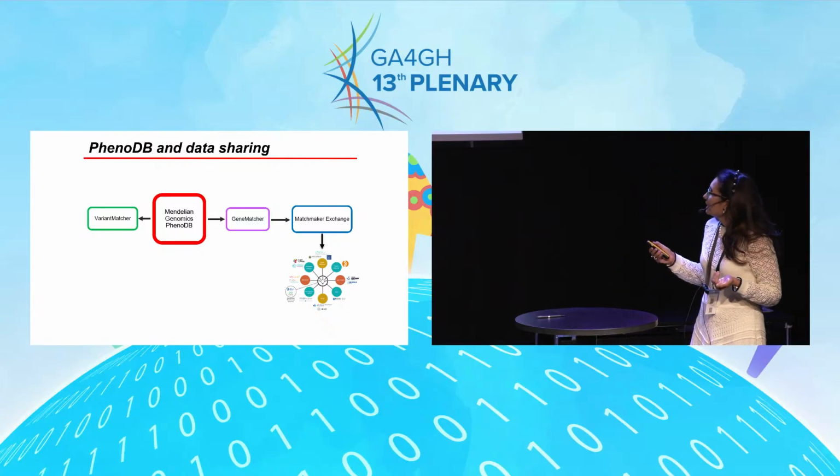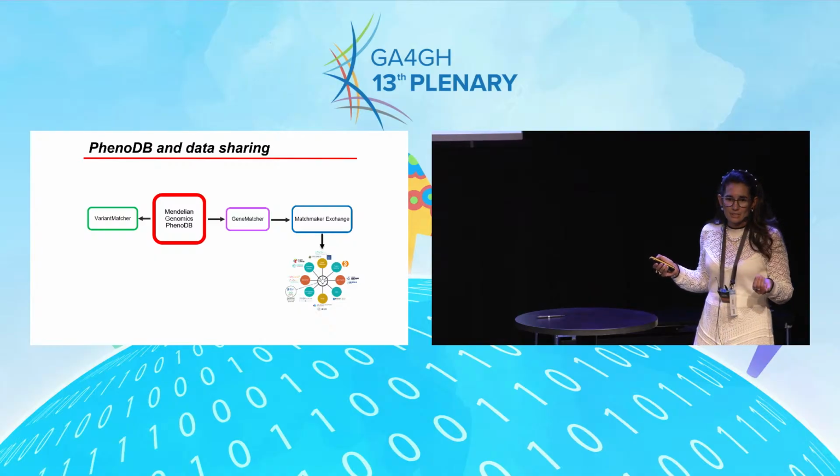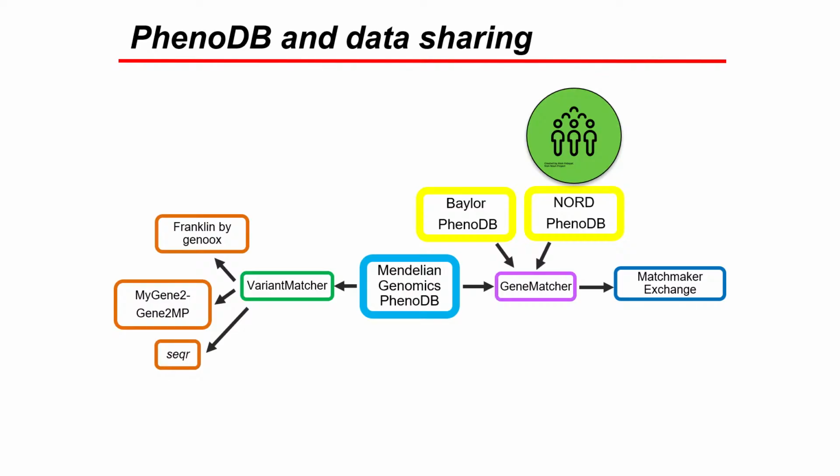So after that, we went on to develop the VariantMatcher. Another way to share the data that we have stored in PhenoDB. In here, the match is based on a gene name. In here, the match is based on the variant itself. So that is just a way that we have been expanding. On that side, we continue trying to get all the nodes connected to GeneMatcher, so more data can be shared through GeneMatcher, through Matchmaker Exchange.